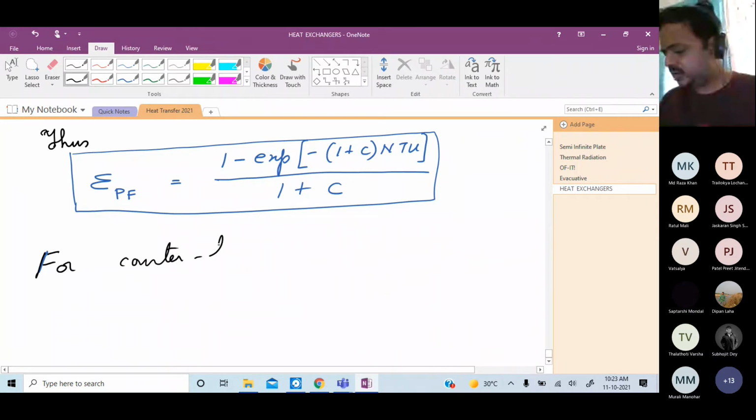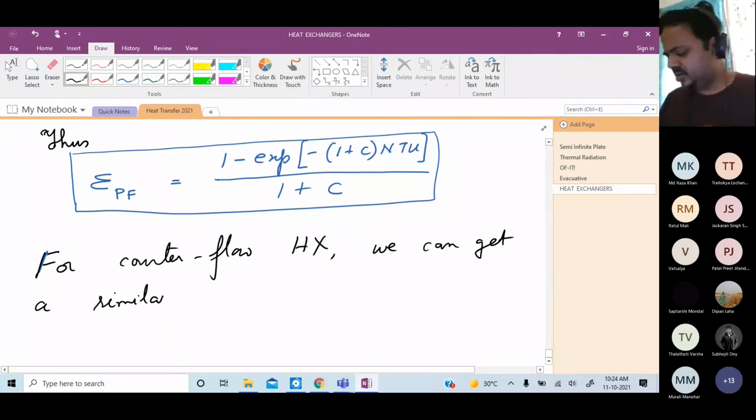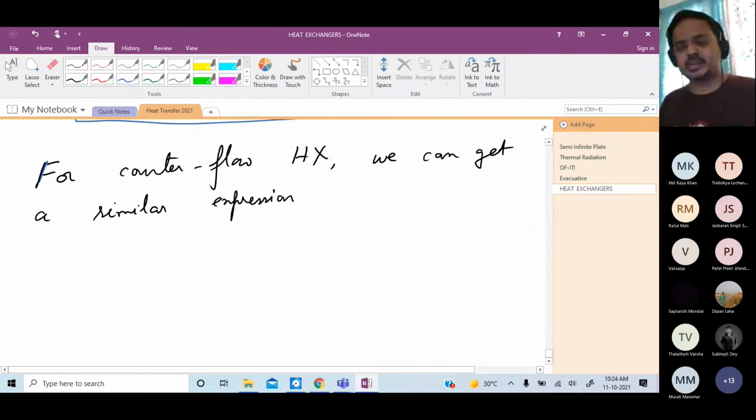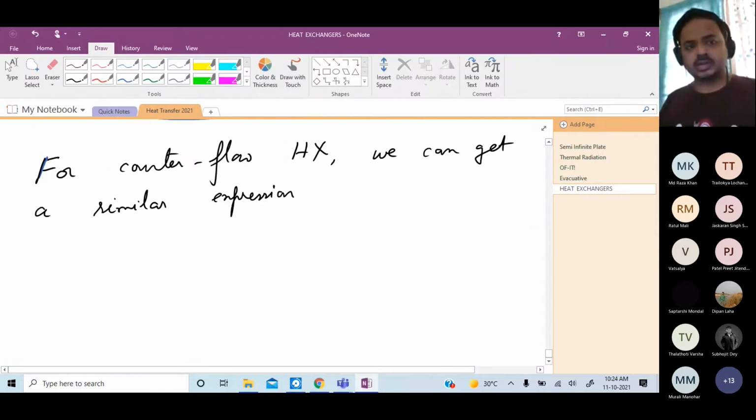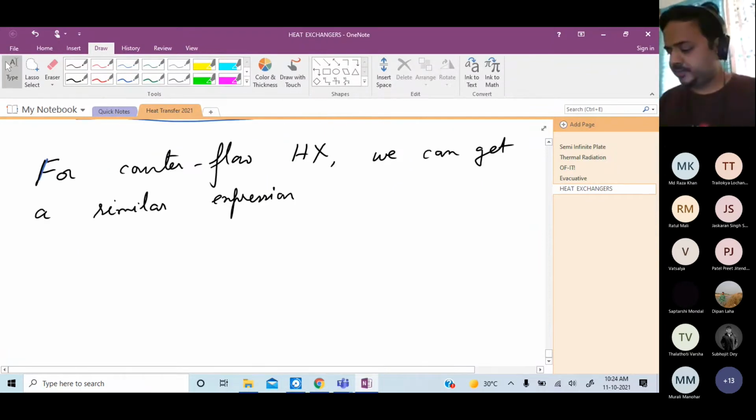For counter flow heat exchanger, we can get a similar expression. I'm not deriving it anymore. You know how to derive it. It doesn't involve any concept or anything. It's more of mathematical jugglery. People have already done it, so no point going through it again. One is fine. You need to understand the process, but otherwise it's the same thing.